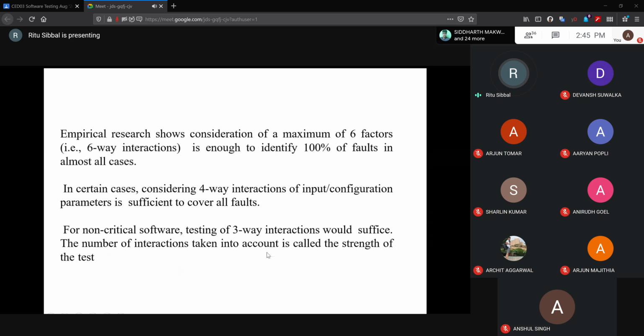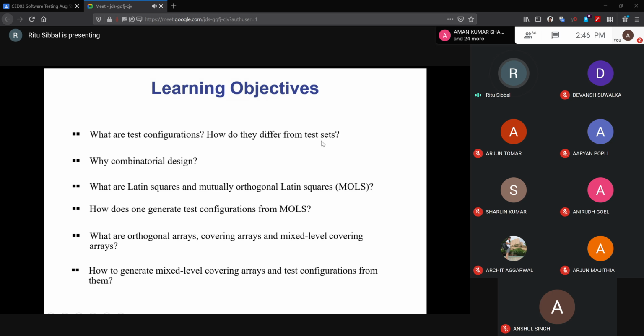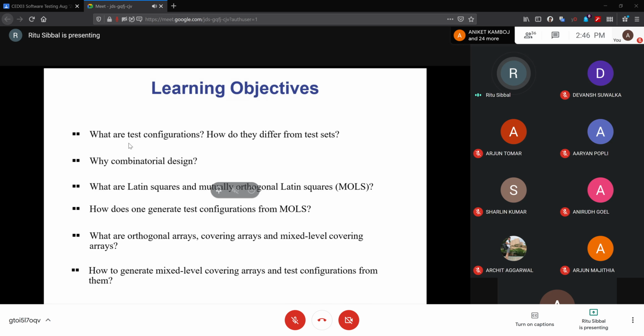between the variables. So what are we going to learn in this combinatorial testing? Now we will see what test configurations are. So till now we have just been introduced to the test set. What is a test set? It's a set of test cases, and test cases are the inputs and the expected outputs. All right. Now we will see what a test configuration is.